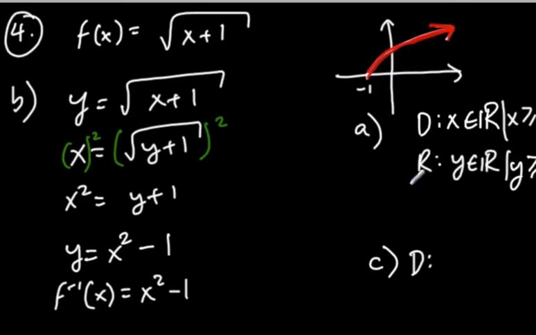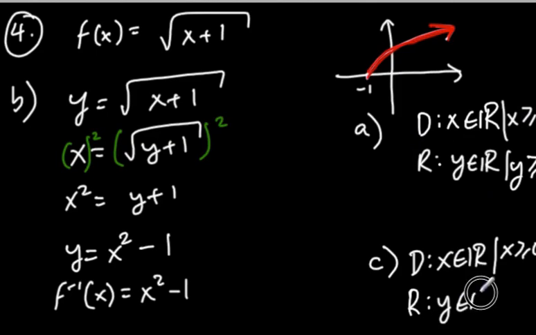So remember, this is the domain and range of the function, and we're trying to find the domain and range of the inverse. So the domain of the inverse is the range of the function. So this is x is an element of reals, and x is greater than or equal to 0. And the range is basically the domain of the function. So y is an element of reals, and y is greater than or equal to -1. Now, let's just see how that looks. So that's part C, where we have to graph everything.